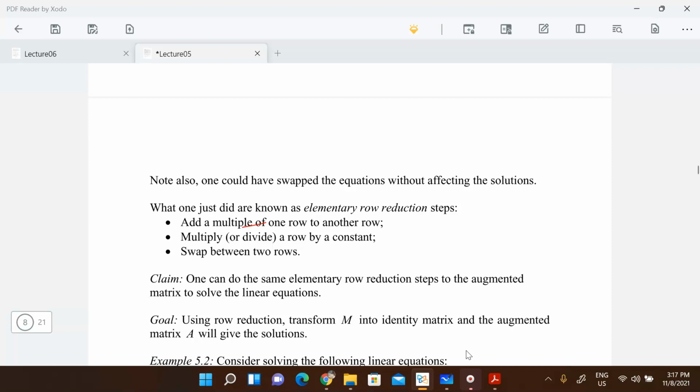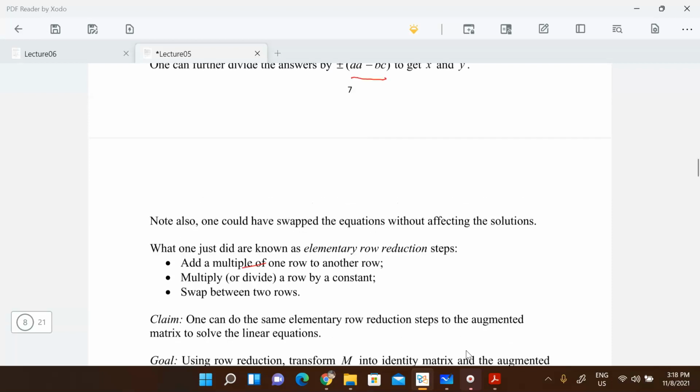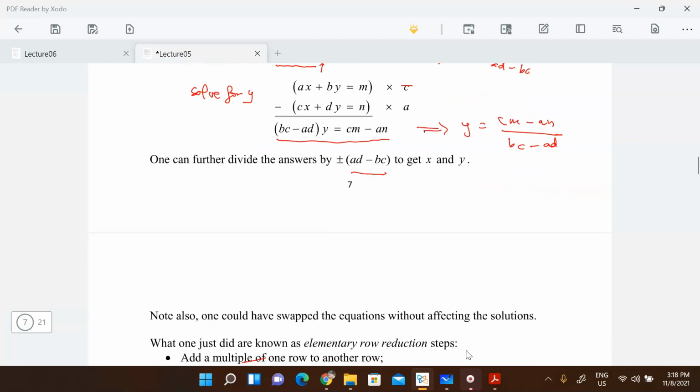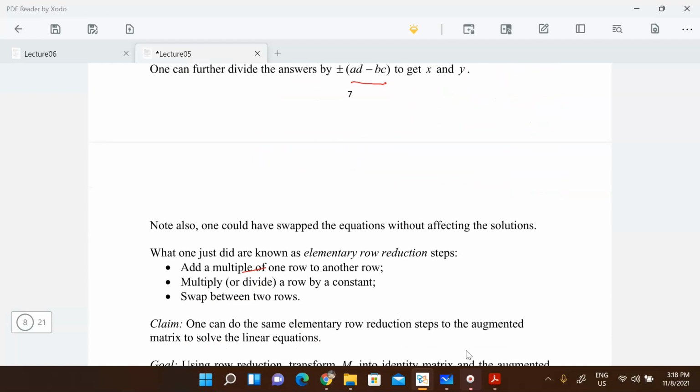You multiply one row by a constant that we have seen multiplying, say, for example, over here, you multiply by C over here, okay? And the other one is to swap rows if you want to, okay? So these are the elementary steps, elementary operations. Why is it elementary?